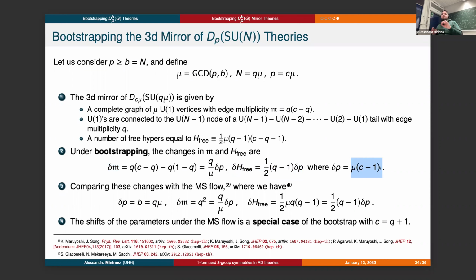And this is very similar to what you would have for the Maruyoshi-Son flow, whenever you are shifting P by the Coxeter number. But in our specific case, the Maruyoshi-Son flow is actually a special case of shift, because we can allow for more general C as soon as they are coprime with the factor Q. The Maruyoshi-Son flow is simply choosing, in this case, Q plus 1.